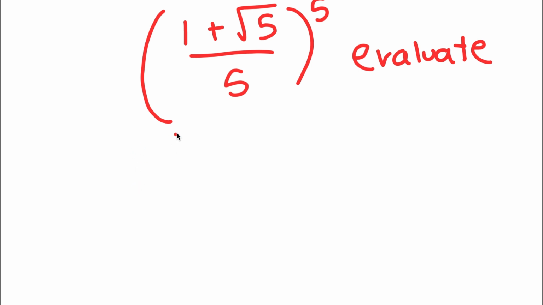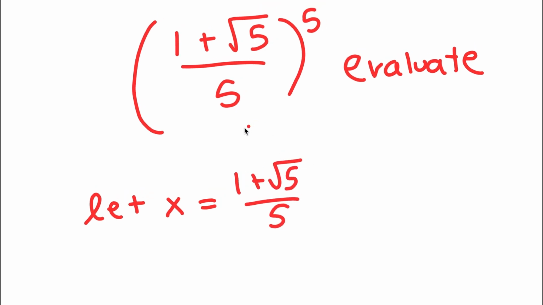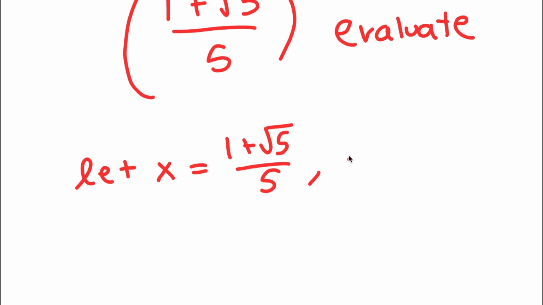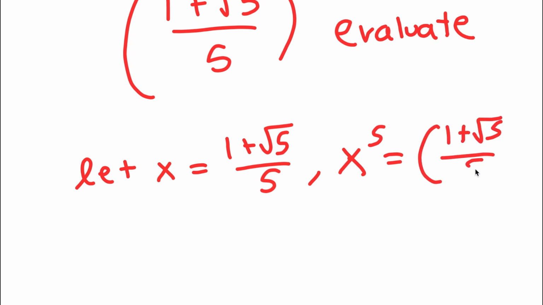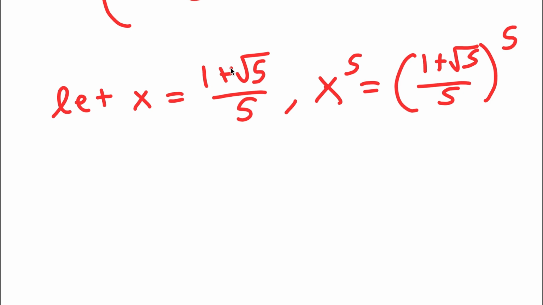So what I'm first going to start by doing, just to make this a little simpler, is I'm going to let the variable x equal (1 plus the square root of 5) over 5. And this means that x to the power of 5 is equal to (1 plus the square root of 5) over 5, to the power of 5. So basically, x to the power of 5 is our expression.